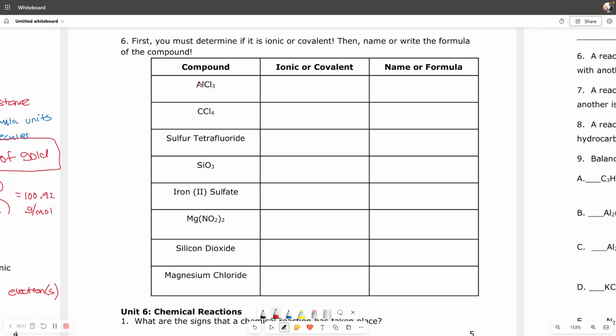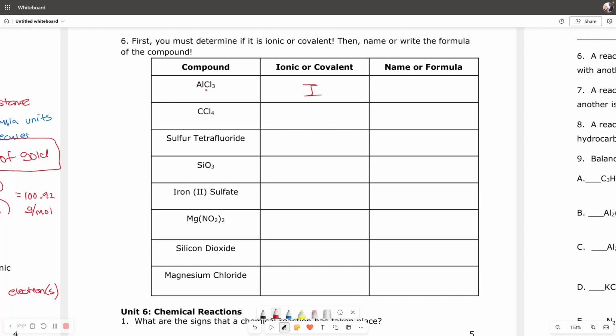Ionics are defined by a metal plus a non-metal, and covalent is defined by non-metal plus non-metal. So let's see if we have any metals in our formula given. Well, Al, aluminum, is certainly a metal, so I would say this is very ionic to me. And to name this, all we have to do is look at this and say, is this non-metal a polyatomic ion, right? Polyatomic ions are on the back of your periodic table, and if it's not on the back of your periodic table, then it's not a polyatomic ion.